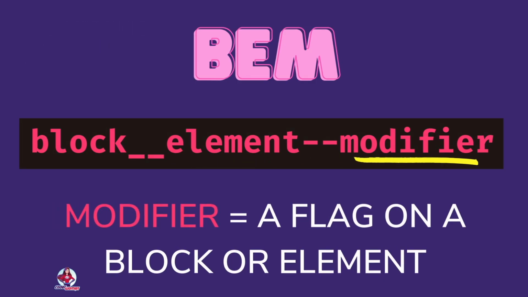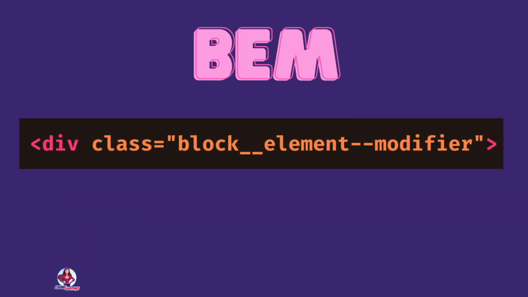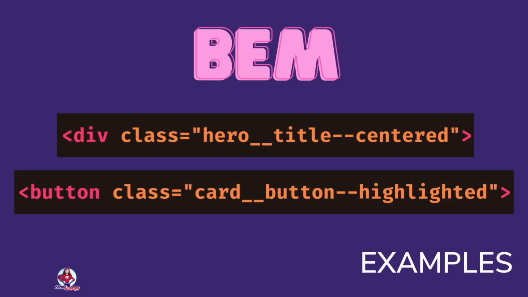Modifier is a flag on a block or element. It's used to signal a change in appearance or behavior. For example, disabled, highlighted, or active in case of a button block. See the double underscores and double hyphens? They aren't scary anymore. With BEM, we can tell by looking at the HTML structure how elements relate to each other without having to dig through hundreds of lines of CSS. This is the magic of BEM. It gives your code more clarity, making it easier to understand and maintain.